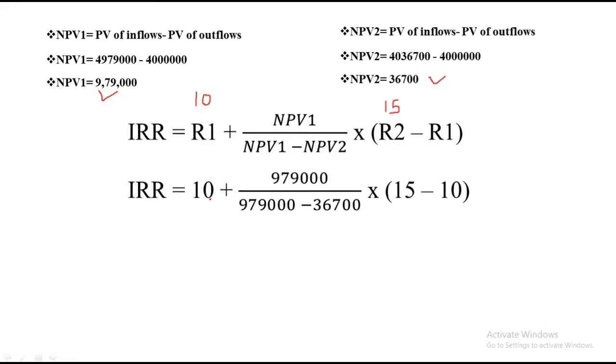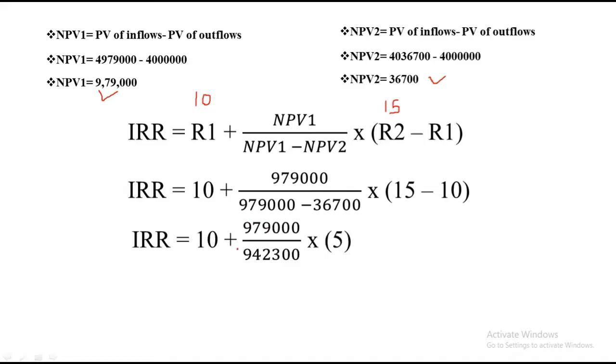IRR is equal to 10 plus 9,79,000 upon 9,79,000 minus 36,700 into 15 minus 10. Okay, so 15 minus 10 will give you 5, and we'll have to subtract 9,79,000 minus 36,700. So when you do the subtraction, this is how it should look. It will be 10 plus 9,79,000 upon 9,42,300 into 5. Now we will first solve this part. So we'll first divide 9,79,000 by 9,42,300 into 5. Whatever answer we get, we need to add it to 10. So it will be 10 plus 5.19.